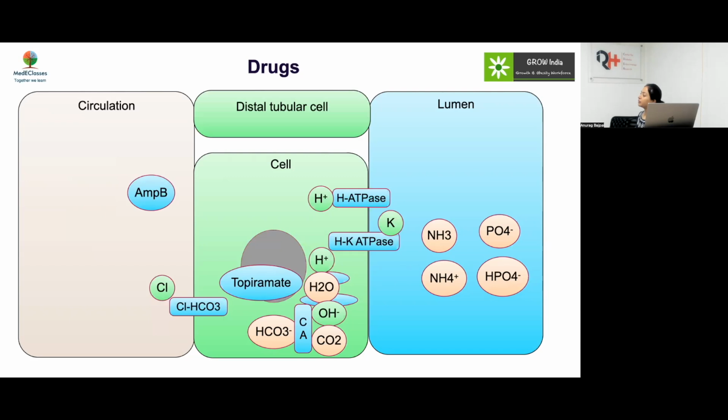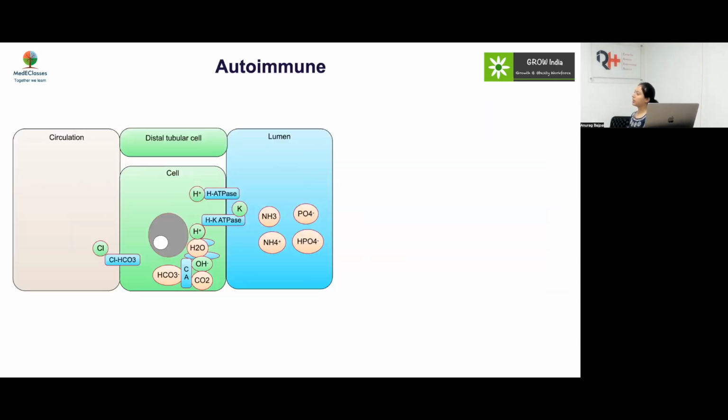Next is topiramate, which is an anti-epileptic drug. Here the problem is inhibition of carbonic anhydrase, which results in reduced H plus secretion. Lithium again causes cellular injury like amphotericin B and more back diffusion of proton.